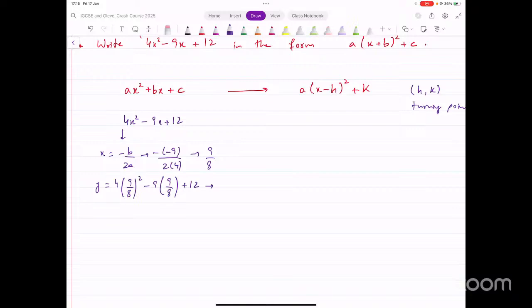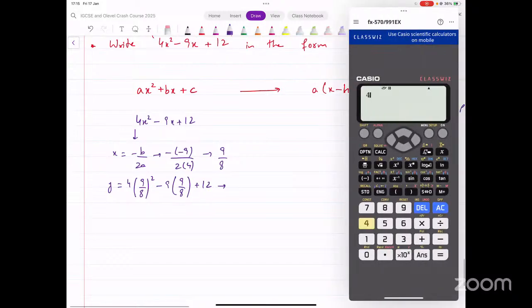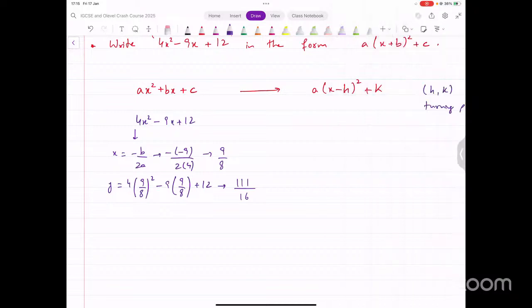Put this on your calculator and see what that gives you. See the corresponding value of y that you're getting. 4 into 9 divided by 8 whole squared minus 9 into 9 divided by 8 plus 12. And that is giving me 111 over 16. Okay, that's the y coordinate of the turning point.